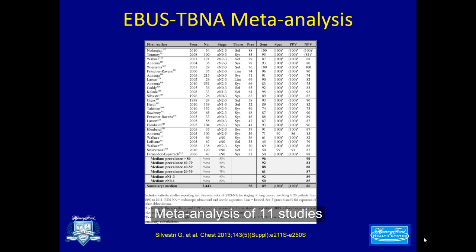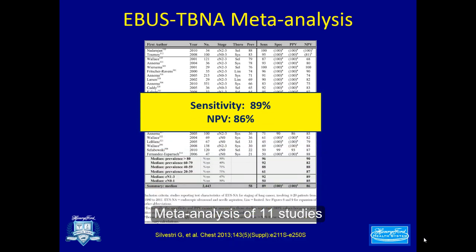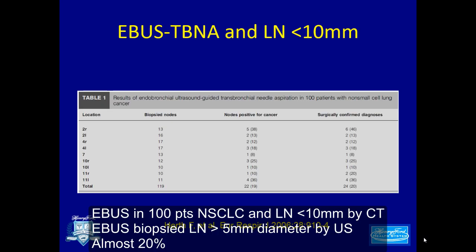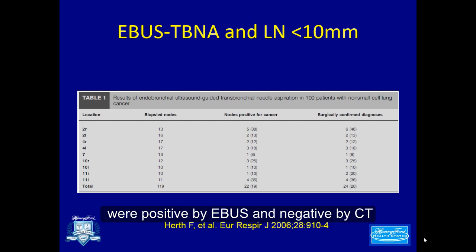Different meta-analyses have been done already. Sensitivity of almost 90% and negative predictive value of 86%. Pretty high. Even before that, there were studies in patients with lymph nodes less than 10 millimeters. In these 100 patients with non-small cell lung cancer, they underwent EBUS-TBNA bronchoscopy and biopsied every single lymph node between 5 and 10 millimeters. Almost 20% were positive. So they were not detected by CT scan, or actually they were detected, but were too small to call suspicious, and they were not detected by PET.